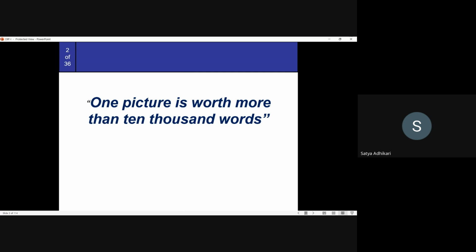When you present something and your presentation contains some picture, image, or graphics, it is easier for the students to understand it. So a pictorial or graphical representation of any presentation is more powerful and more understandable.